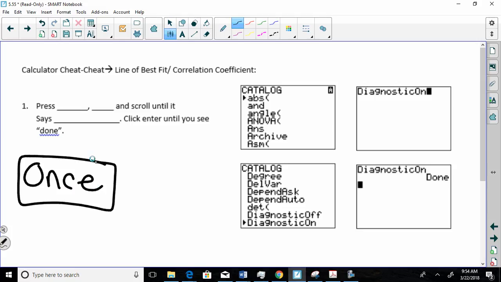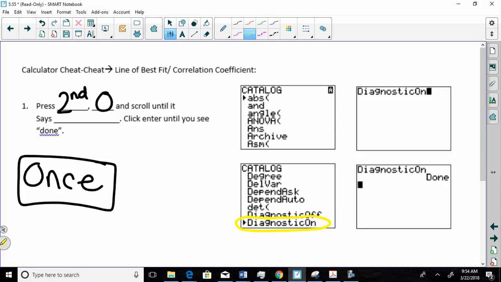But this is just seeing, we're turning basically on the calculator. So the first thing you do is fill this in, you press second and 0. And it should look like this, a little catalog. And you're scrolling until you see diagnostic on. So you're scrolling and you only need to do this once. Usually the class before you has already done this, so you don't really need to do it. It's only if you really reset your calculator.